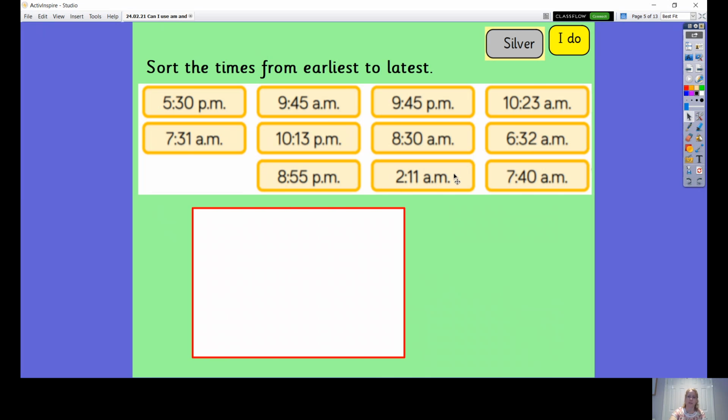So I'm going to start with that one, write that one down first, and then I'm going to look for the next earliest and so on and so forth. And when I've done all the AM ones, then I'll start looking at the PM ones. Okay, the earliest PM one up to the latest as well. So pause here and have a try at that for me, please.